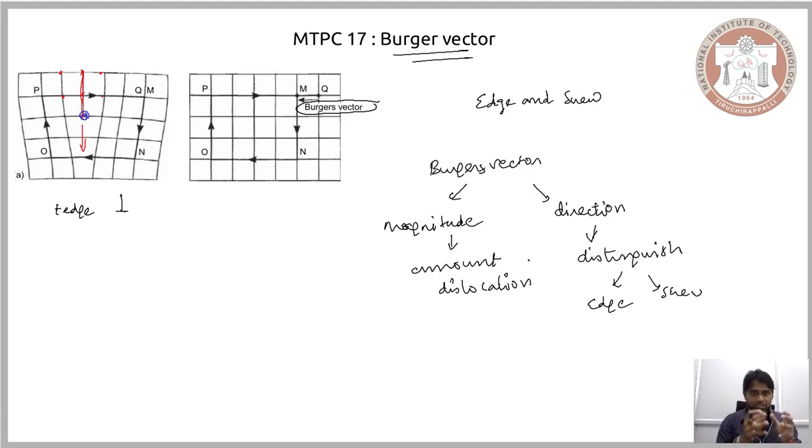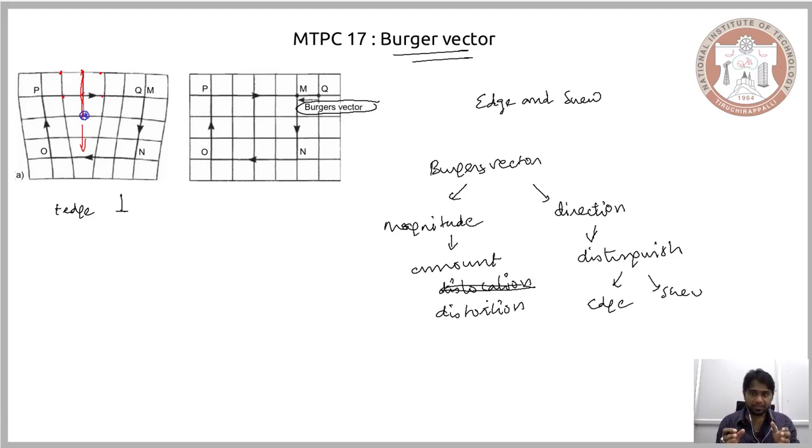So, the Burgers vector comprises a magnitude component and a direction component. The magnitude component helps us understand how much distortion is introduced by a given dislocation. The direction helps us distinguish or identify which form of dislocation we see in the system.